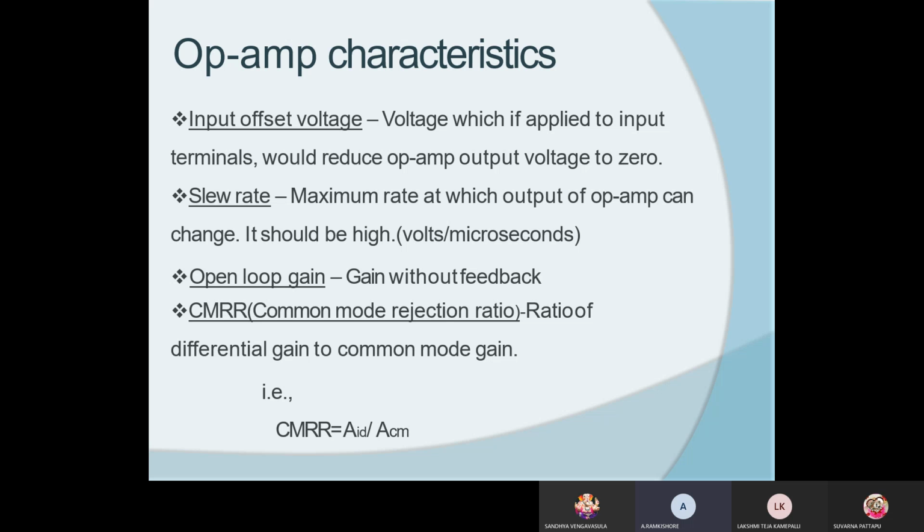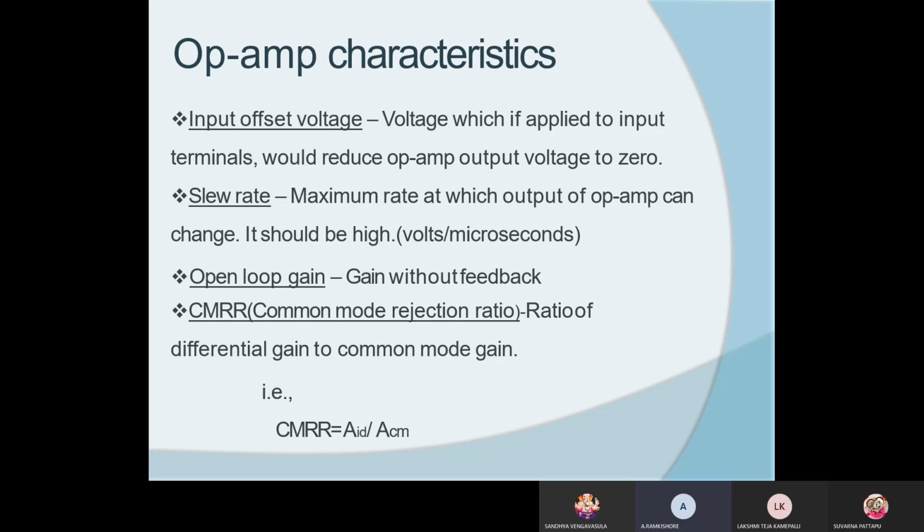And the CMRR, the common mode rejection ratio, is the ratio of differential gain to common mode gain. It is the ability of the op amp to reject the common mode signal. For an op amp CMRR is 90 decibels. So next one, power supply rejection ratio.